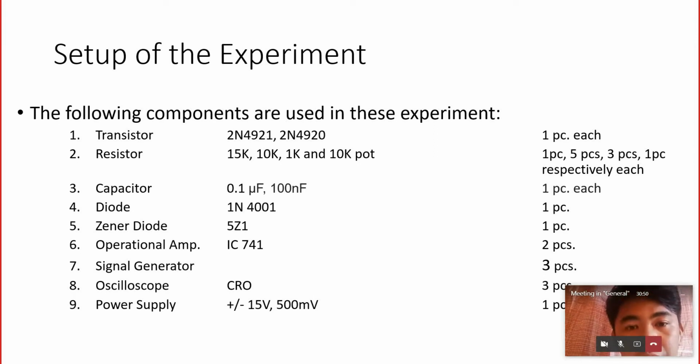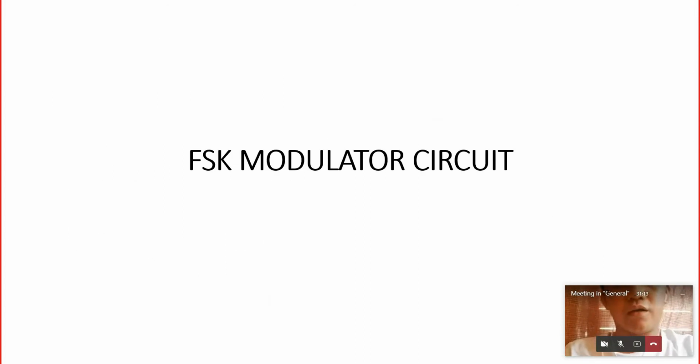Then operational amplifier IC741, 2 pieces. Then signal generator, 3 pieces. Then oscilloscope, CRO, 3 pieces. Then last, power supply, positive, negative, 15 volts, 500 millivolts, 1 piece. Then the next, FSK modulator circuit, will be presented by Kirby De Guzman.